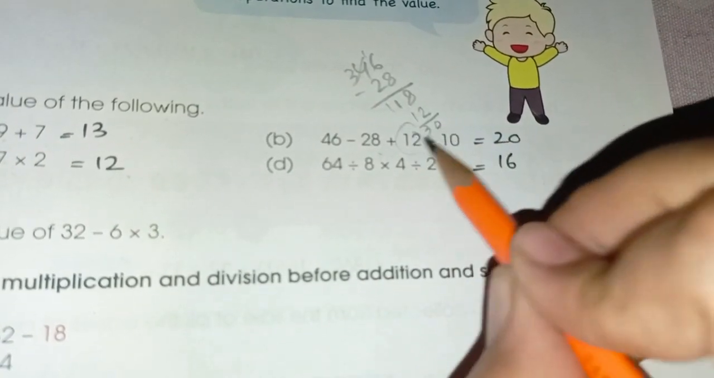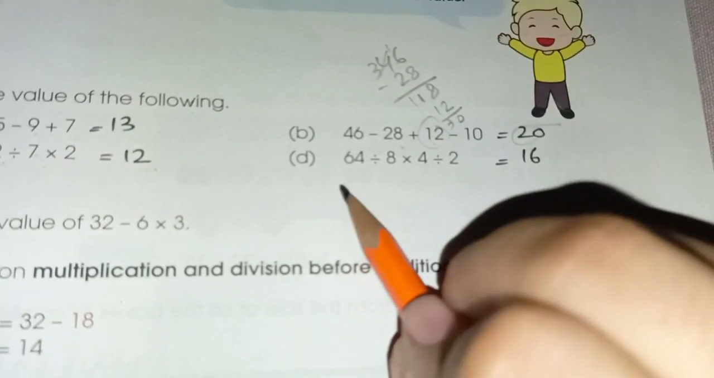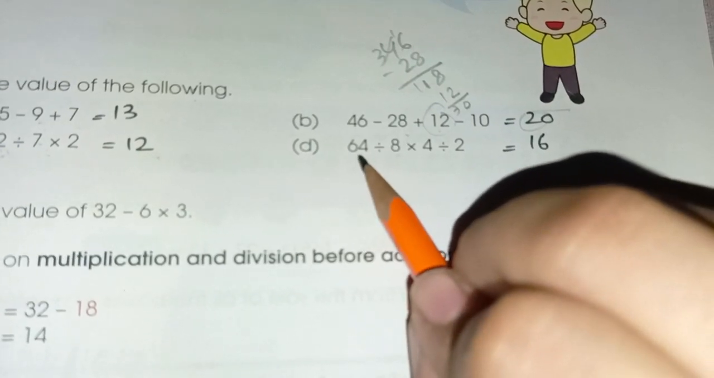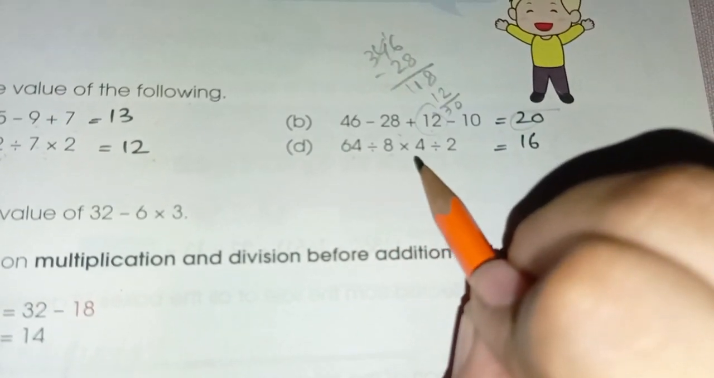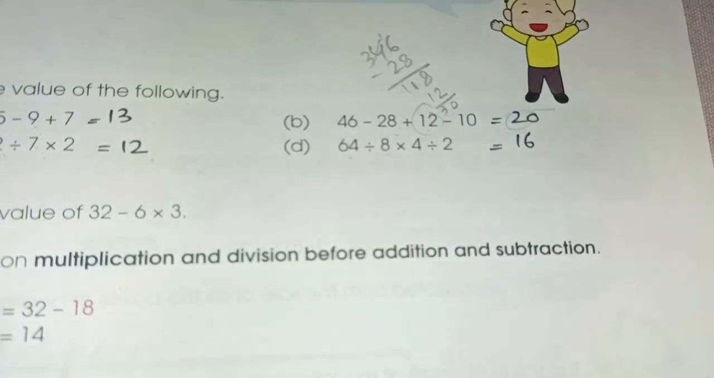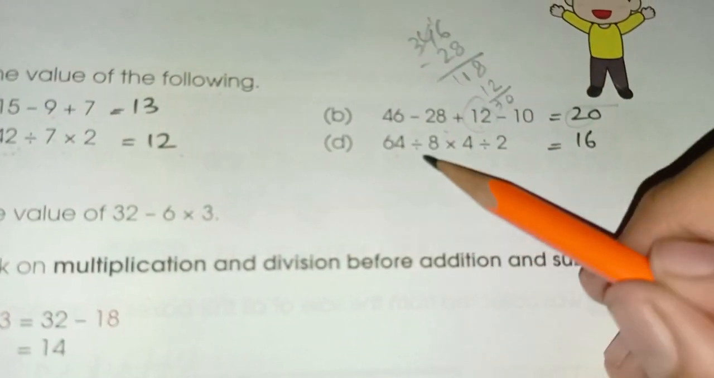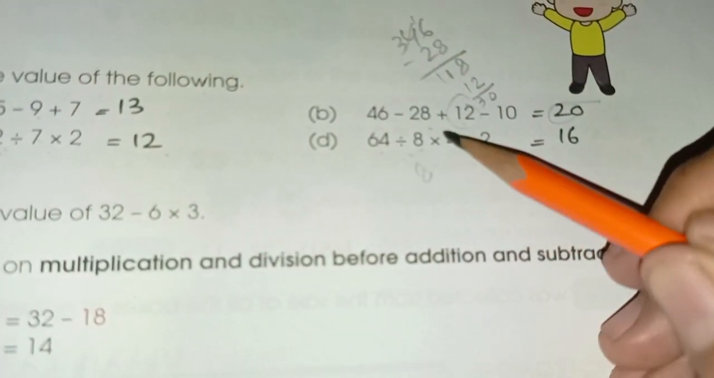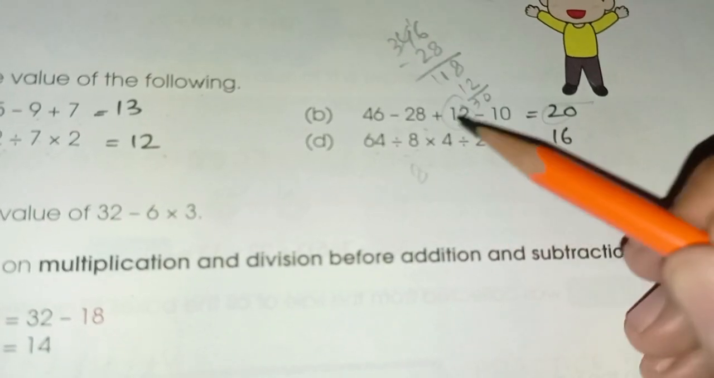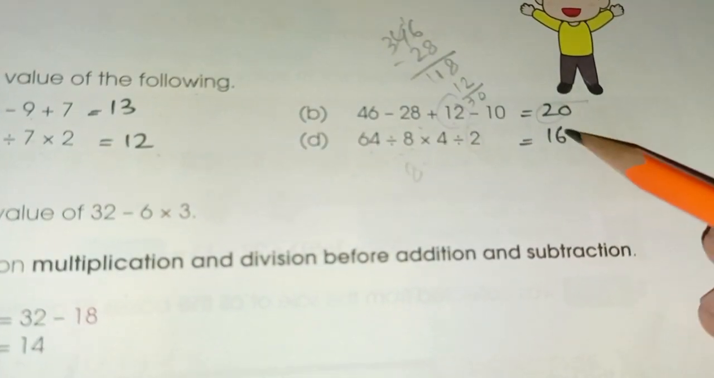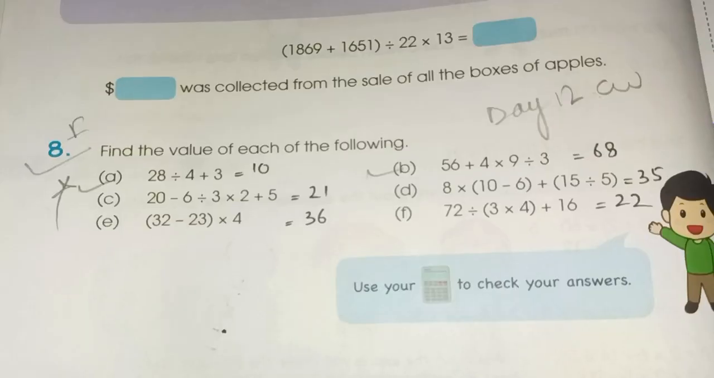30 minus 10 is 20. 64 divided by 8 is 8, because 8 8s are 64. So we have 8 multiplied by 8. 8 4s are 28? 28 divided by 2 is 16.